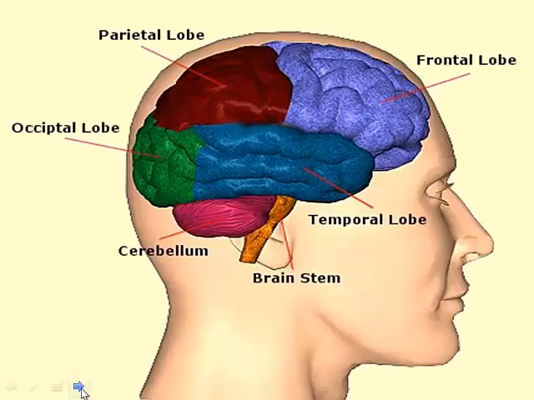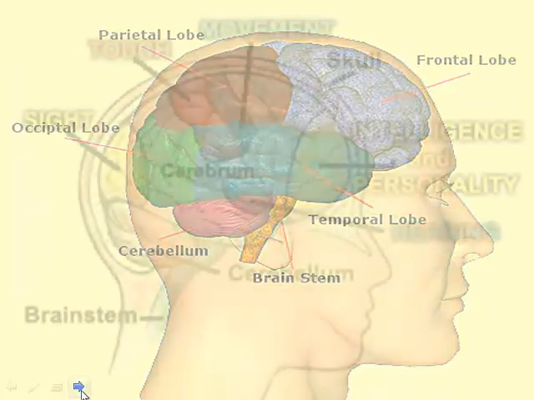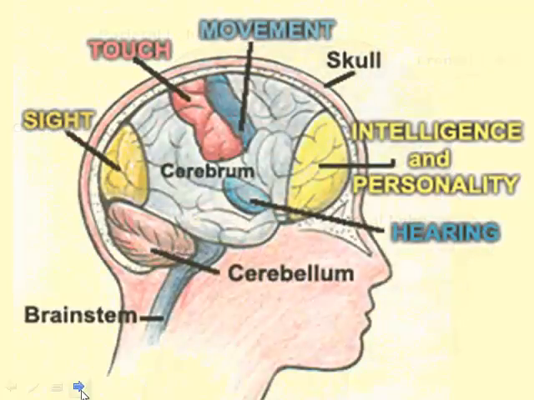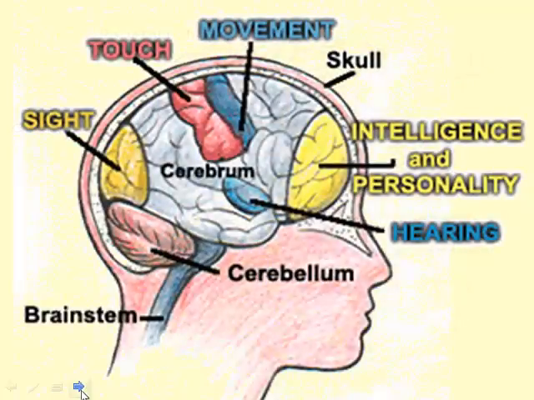Here are some diagrams of the sensory motor cortex. If I had named this part of the brain, I would have called it the motor sensory cortex, because you can see how the motor cortex is in front of the sensory cortex.